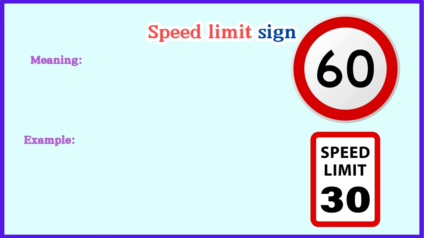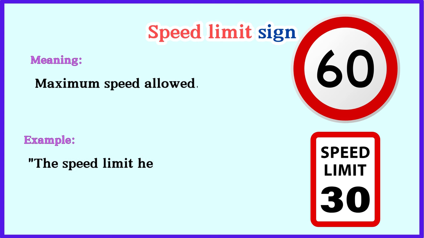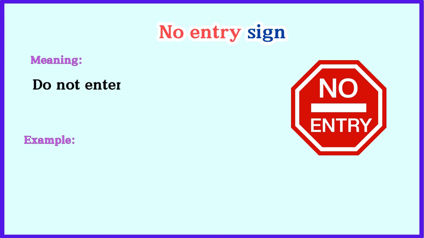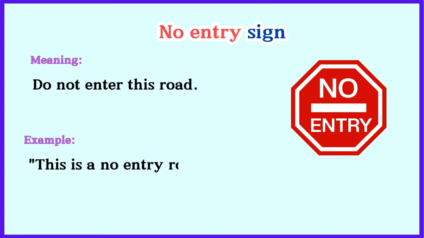Speed limit sign. Meaning, maximum speed allowed. Example, the speed limit here is 60 km. No entry sign. Meaning, do not enter this road. Example, this is a no entry road for cars.